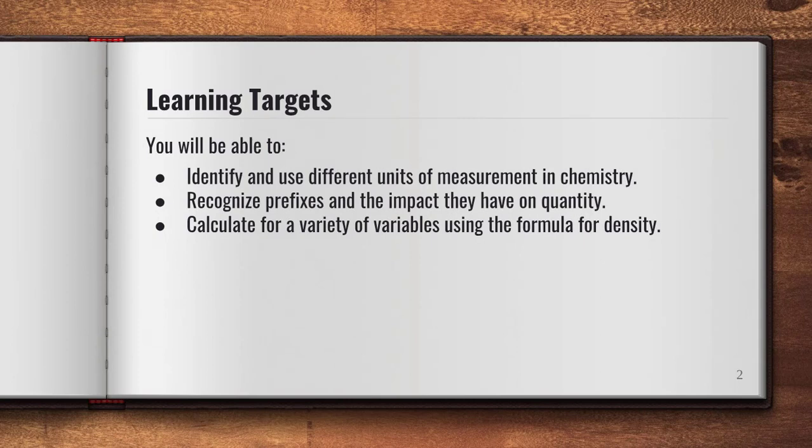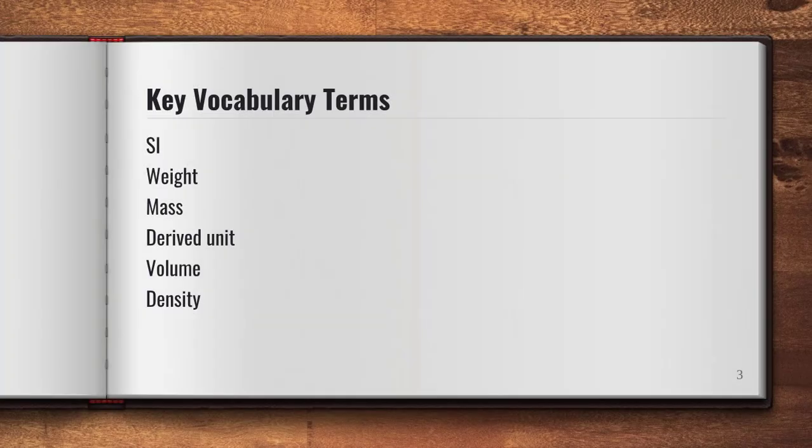So just a few learning targets for you today. Hopefully you will be able to identify and use different units of measurement in chemistry. Hopefully you'll also be able to recognize some prefixes and the impact they have on the quantity of a substance, like volume and length and whatnot. And then also be able to calculate for a variety of variables using the formula for density. That is going to be our first mathematical formula that we are going to be using in chemistry class.